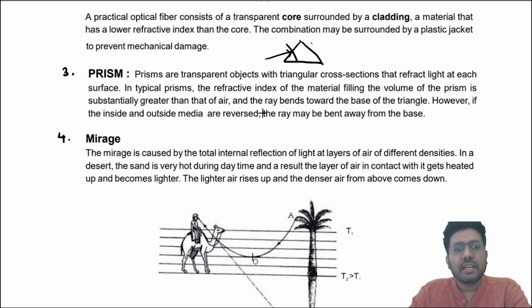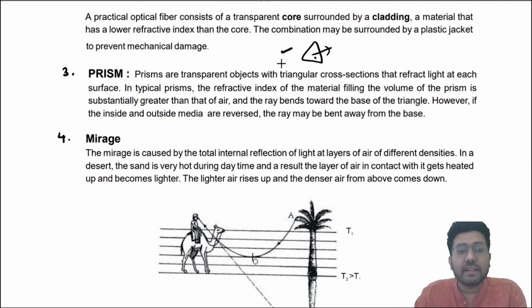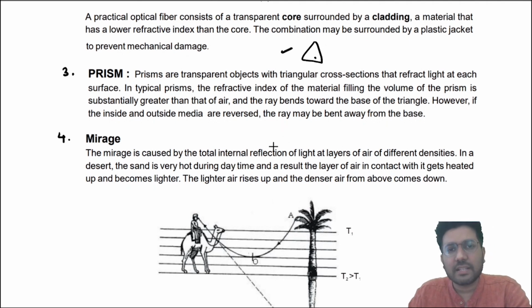However, if inside and outside media are reversed, that means the refractive index here is more. In that case, light might bend away from the base. We will discuss how light is bent in a prism in detail.